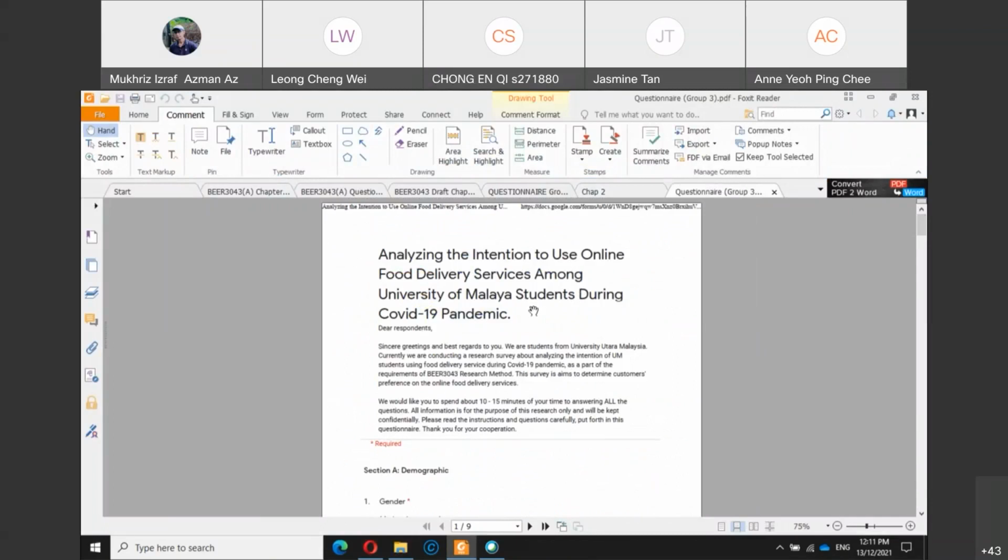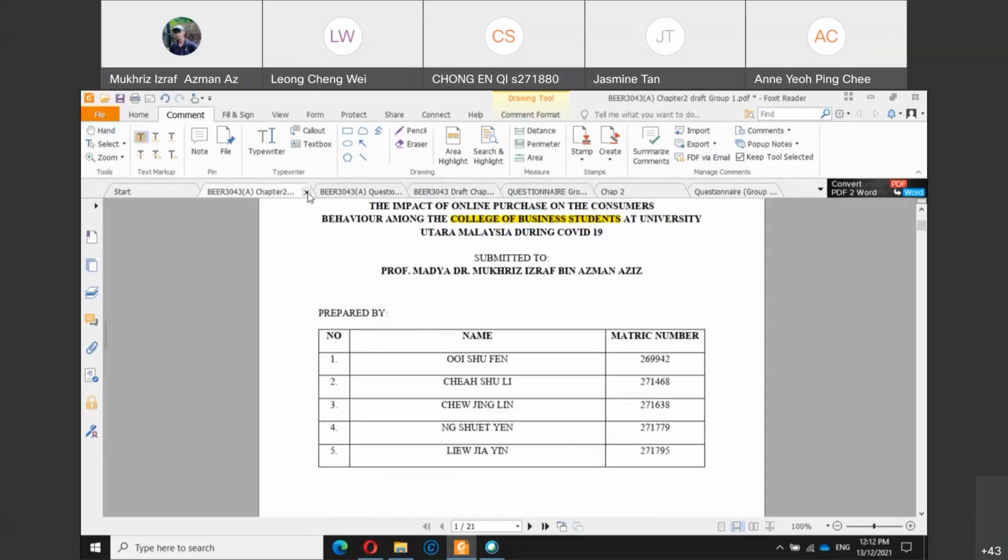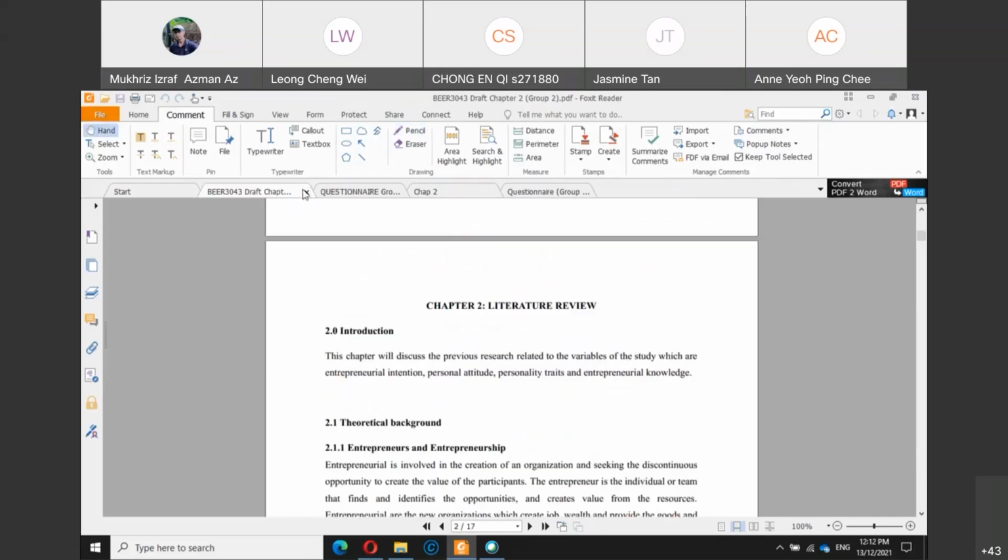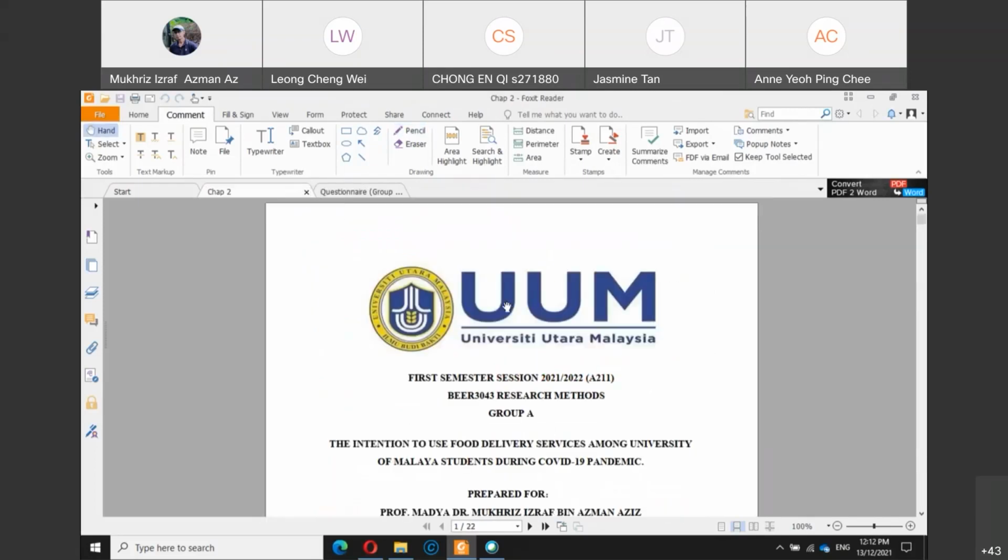Okay, so do you have access to the number of students registered in Universiti Malaya? Do you have information on the population of Universiti Malaya students? Haven't got it from the portal. So when do you plan to get the information from Universiti Malaya? Because you need to know the population size of the Universiti Malaya students.